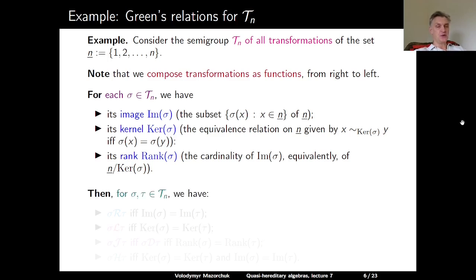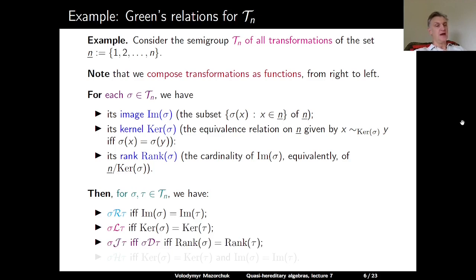Then here is a description of Green's relations for Tn. Two elements sigma and tau in Tn are right equivalent if and only if they have the same image. They are left equivalent if and only if they have the same kernel. They are two-sided equivalent if and only if they are D-equivalent, if and only if they have the same rank. And they are H-equivalent if and only if they have both the same kernel and the same image.